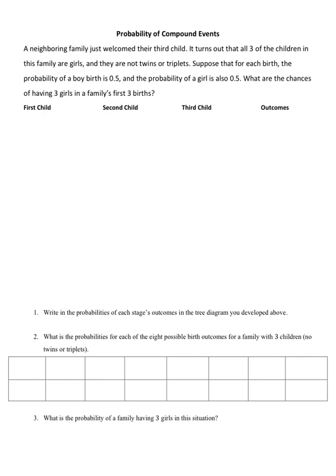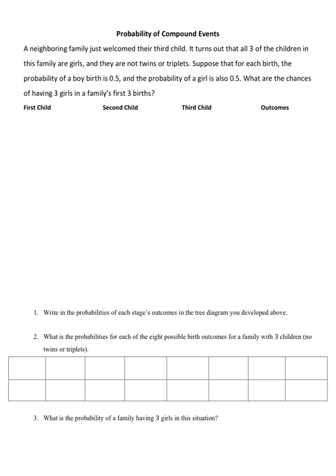So the question is going to read, a neighboring family just welcomed their third child. It turns out that all three of the children in this family are girls, and they are not twins or triplets. Suppose that for each birth, the probability of a boy birth is 0.5, and the probability of a girl birth is also 0.5. What are the chances of having 3 girls in a family's first 3 births?